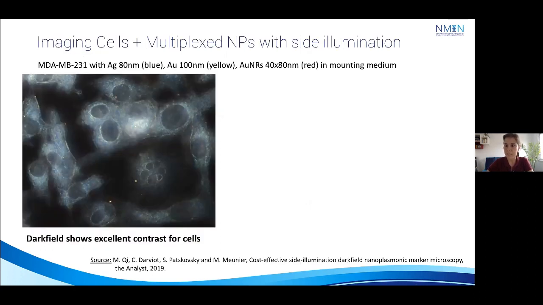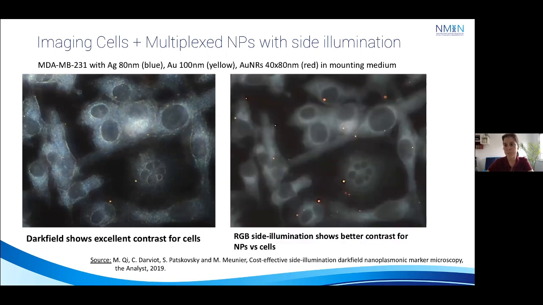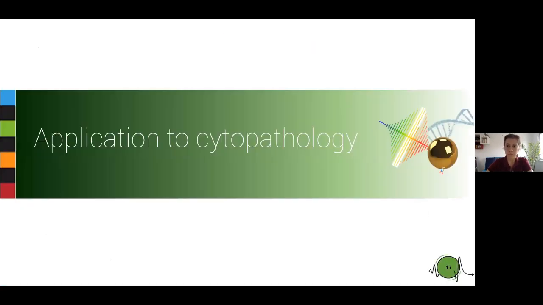We can compare here the image obtained with the standard dark field with the image that we obtained with the side illumination device. The standard dark field shows a better contrast for the cells, but as you can see in this specific area, on the right image, you can see some small blue nanoparticles that are not so visible on the left side. So now that we have a bit more context and understanding of the technology, we can move to the very point of all this, the application in cytopathology.